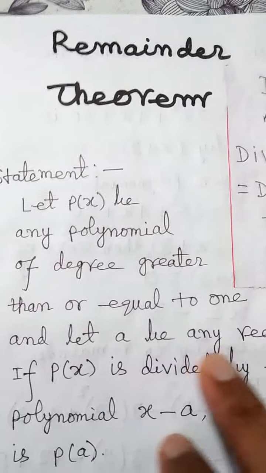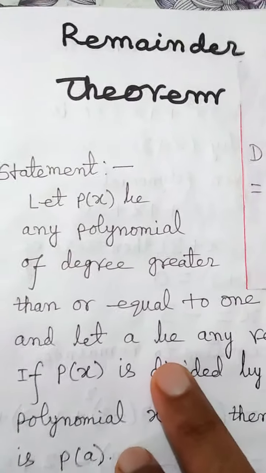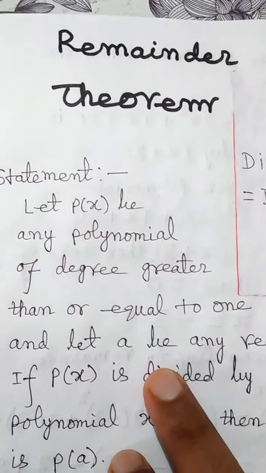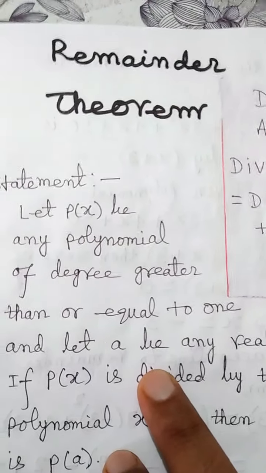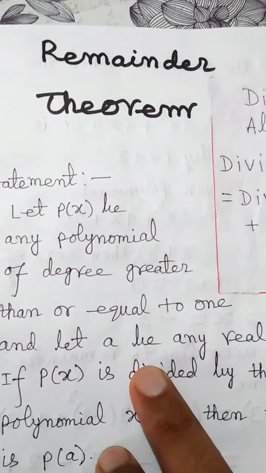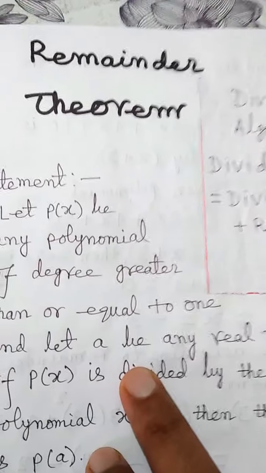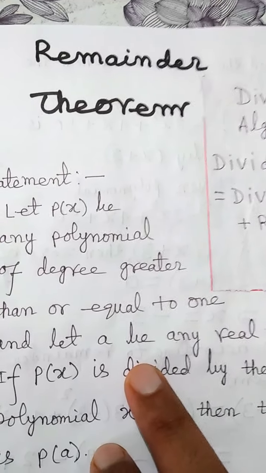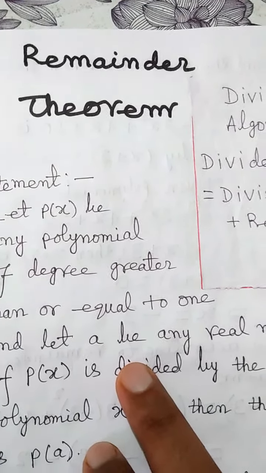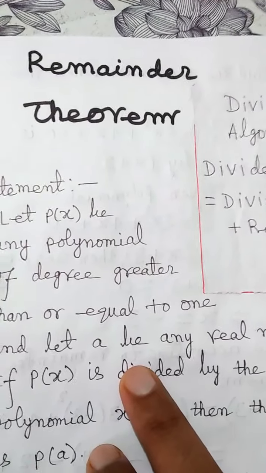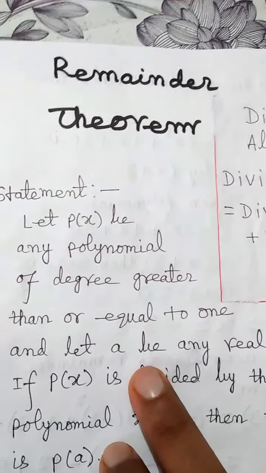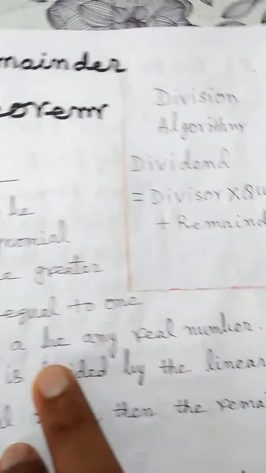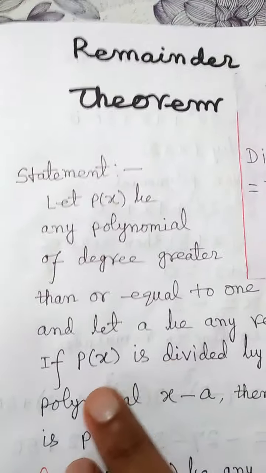And let a be any real number, such as 1, 2, 3, minus 2, minus 3, 0, root 2, root 3, 2 by 3, minus 7 by 8, etc. It will be any real number. a can be any real number.